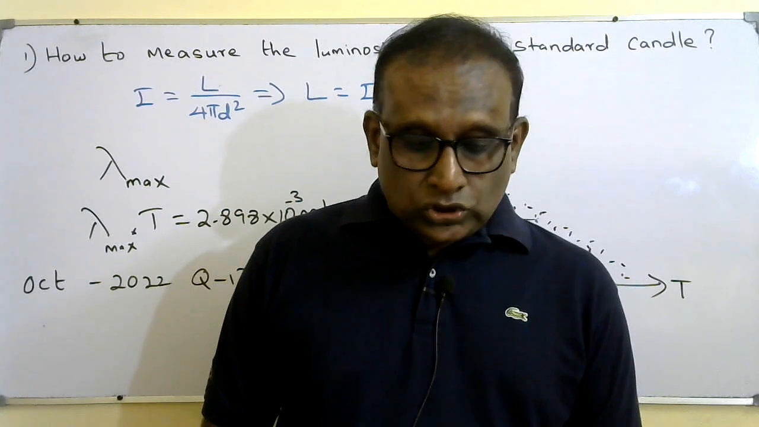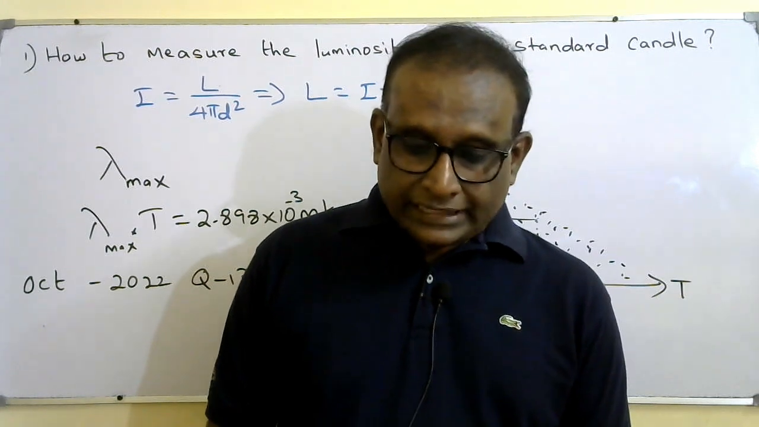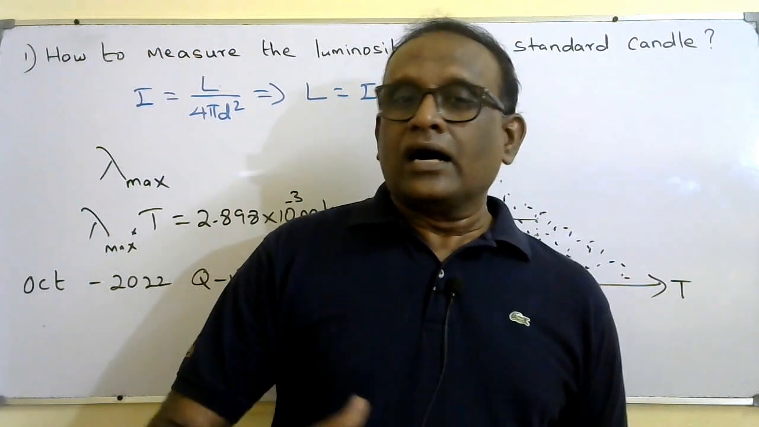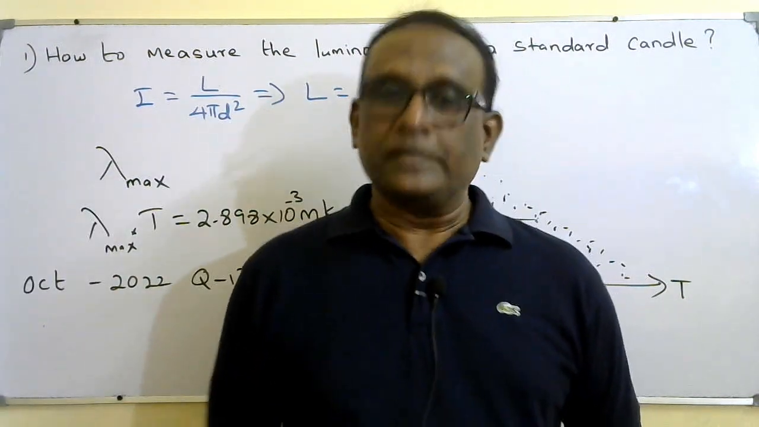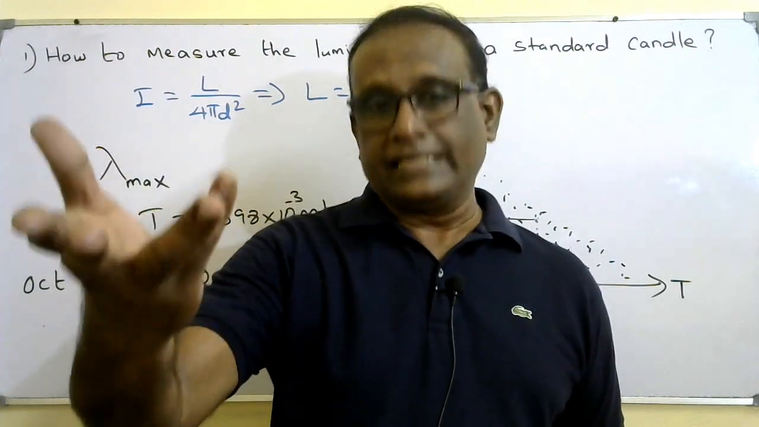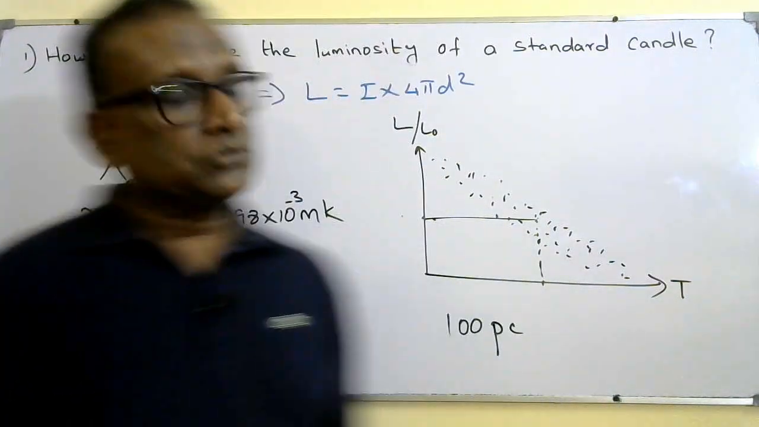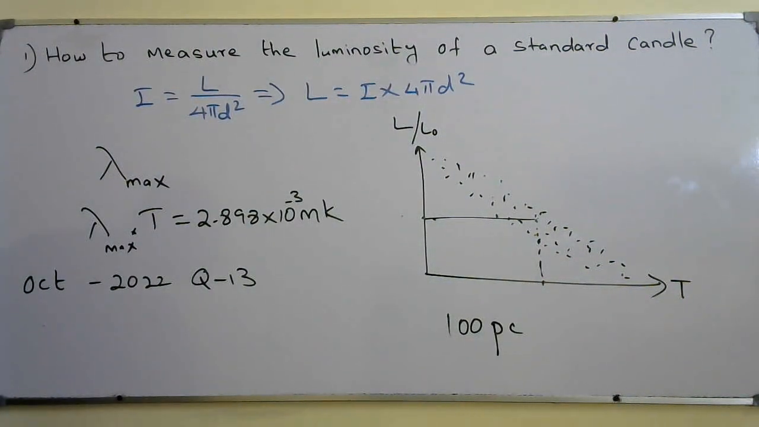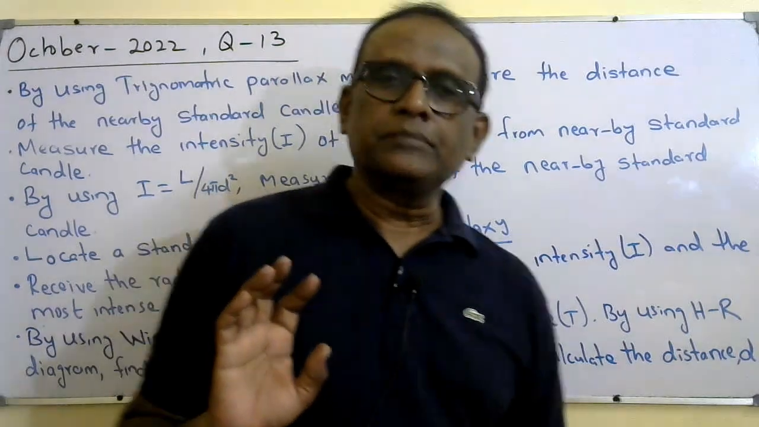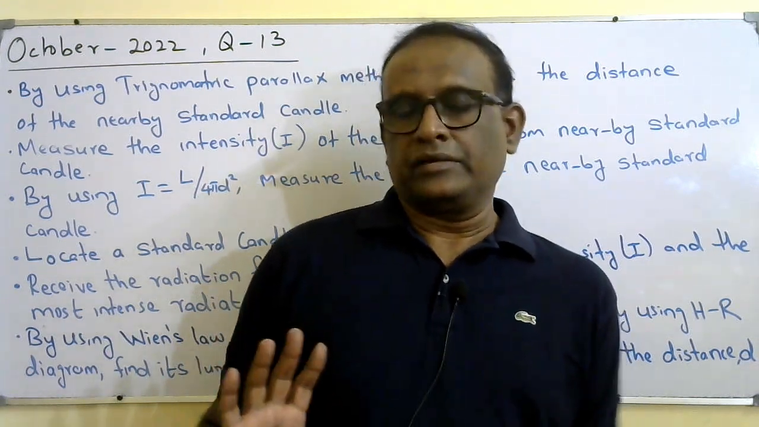So here the question says how to use this to determine the distance to a nearby galaxy, one less than 100 megaparsec. How to measure the distance? First you should say how to measure the luminosity of the standard candle in that particular galaxy. Then use the inverse square law. I'll write the answer now. Okay, this is the answer for that question. Because the type of the standard candle is not mentioned, generally we write it this way.